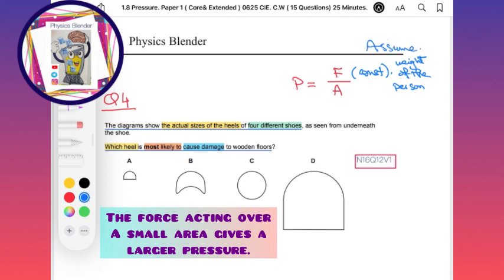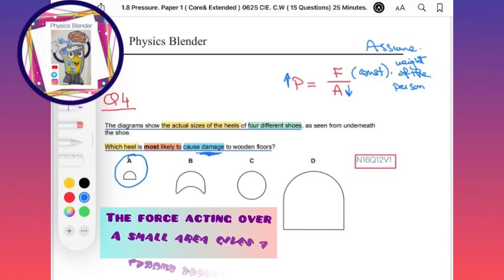To make a fair comparison, area and pressure will be inversely proportional. So most likely to cause damage is the one which has greatest pressure, which means least base area. If the area decreases, the pressure will increase. Which one here has the least base area? A.